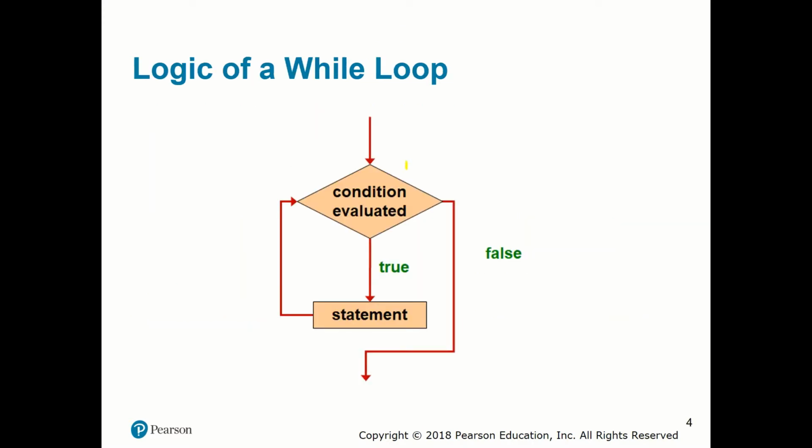This is the flowchart of a while loop. The condition is evaluated. If true, then execute this statement and then go to the condition evaluation again. If it is true, then execute this statement and then go to the condition again. So while the condition is true, this statement is executed. And if the condition is false, then the control goes like this.